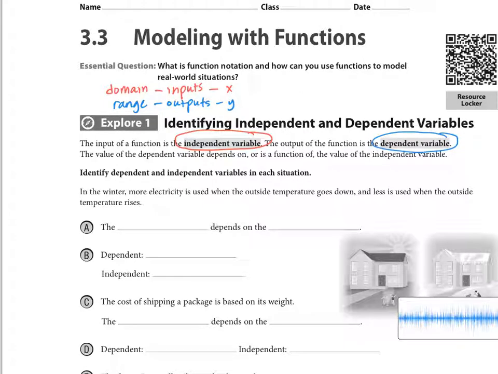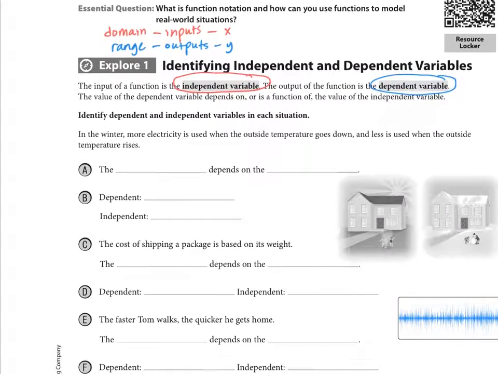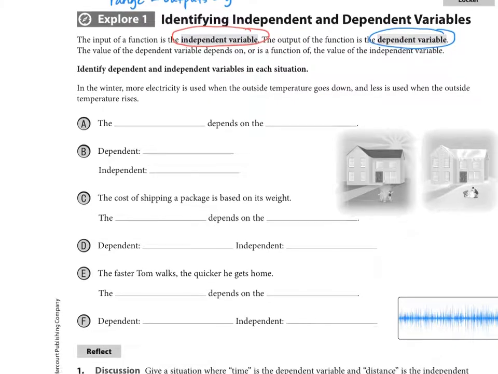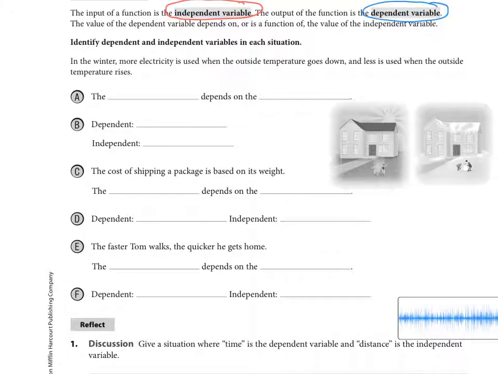Let's look at the explore to look a little bit more deeply into what independent and dependent actually mean. This is going to be very important in helping us write some of these functions down, or equations as we called them previously. So if I look at the situation, in the winter, more electricity is used when the outside temperature goes down and less is used when the temperature rises. So we have two quantities here. Quantity means something that's going to represent a number, and I want to put something here and here. So what depends on what in this problem?